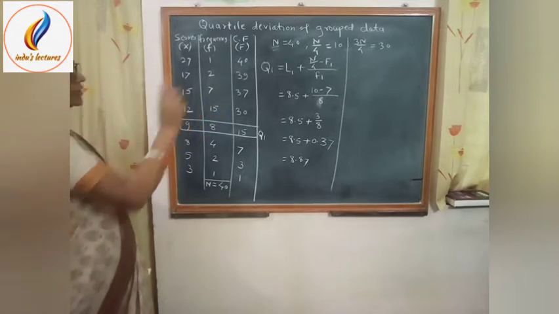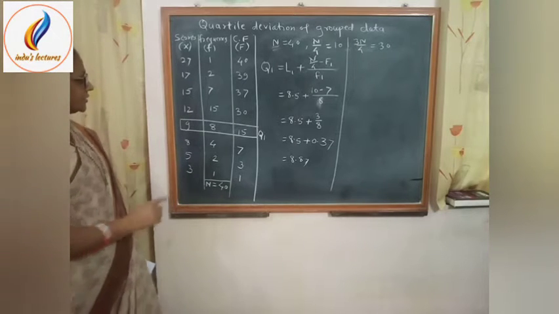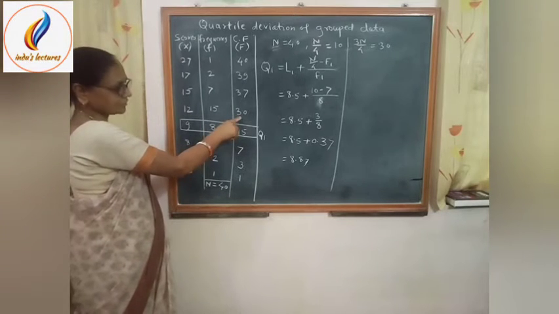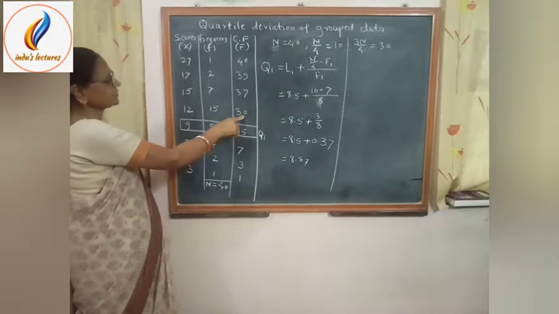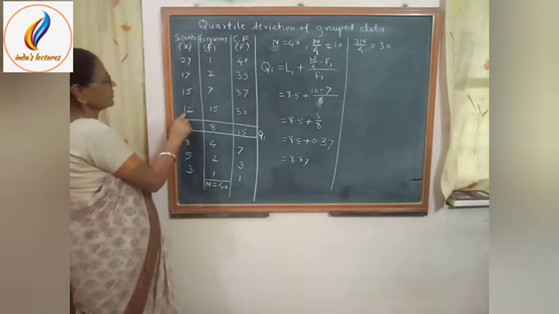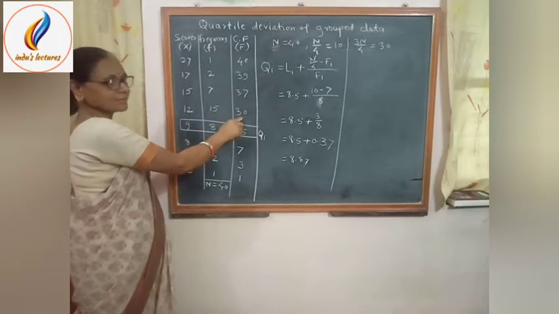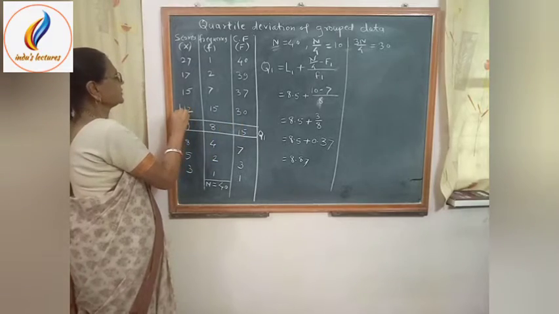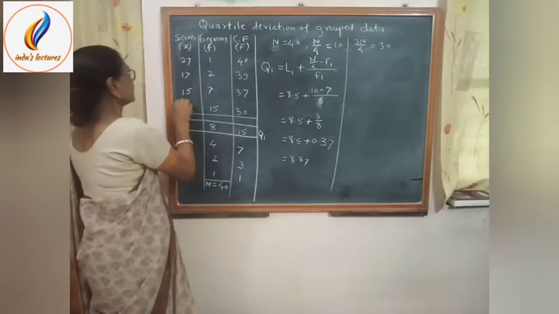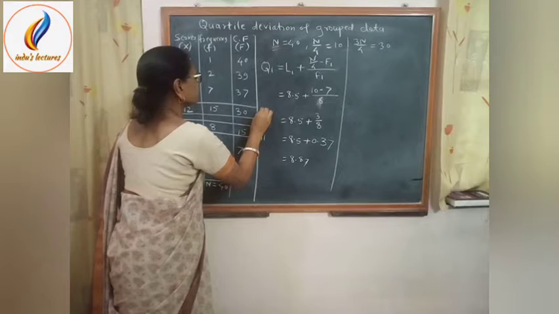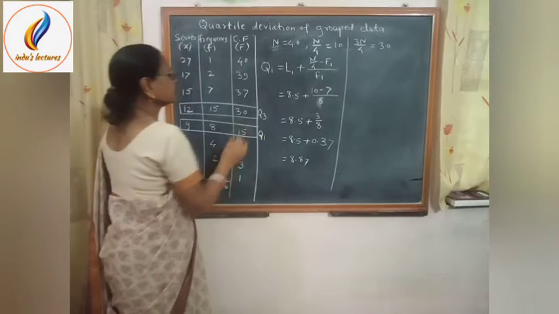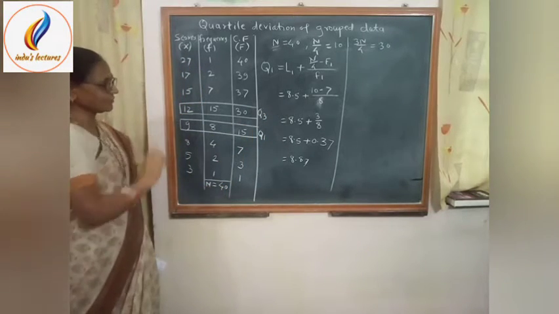Now consider the cumulative frequency 30. That means the score 12 has cumulative frequency 30. So it is nothing but the third quartile score Q3. Our third quartile score is 12.